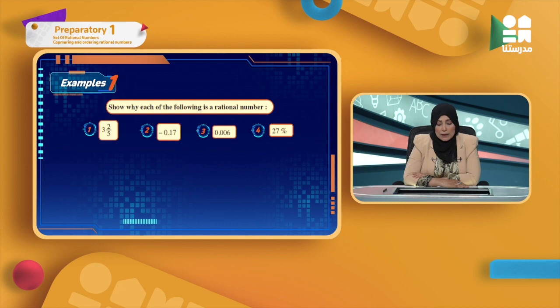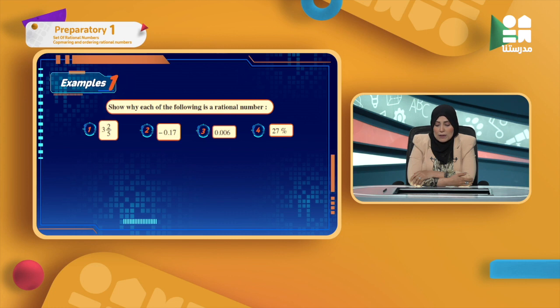Second one, negative 0.17. Let me remind you how many decimal places there are here: 1 and 7. I have only 2 decimal places. So what is our denominator? The denominator should be 100. Why didn't I put 10? Because 100 has 2 zeros, and we already have 2 decimal places. So you have to focus on that: the number of decimal places should be equal to the number of zeros. So we can write negative 0.17 as negative 17 over 100.